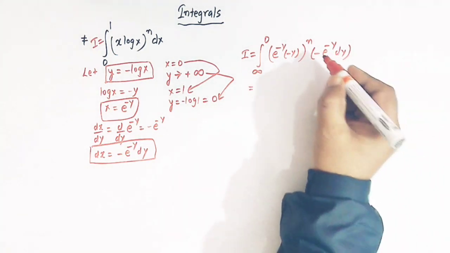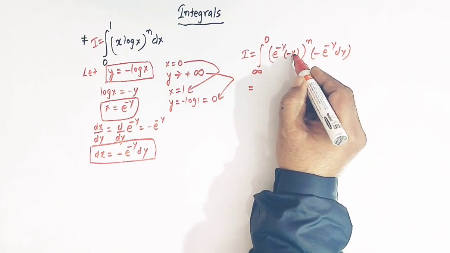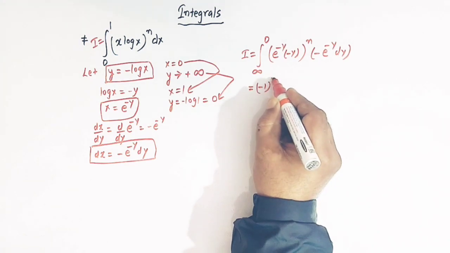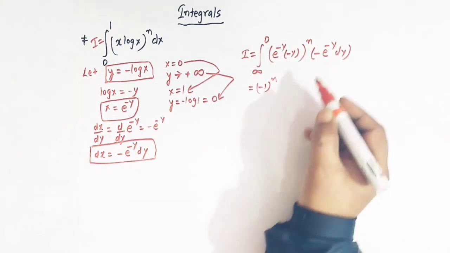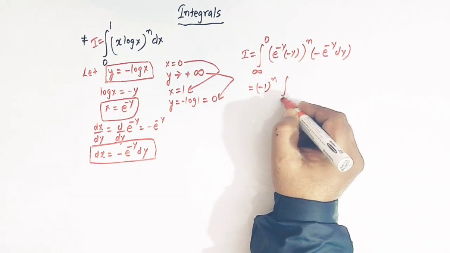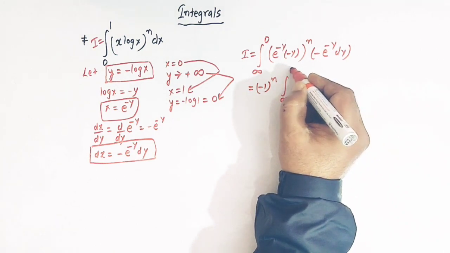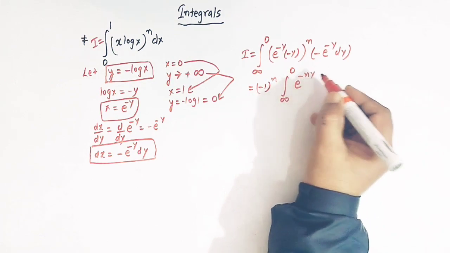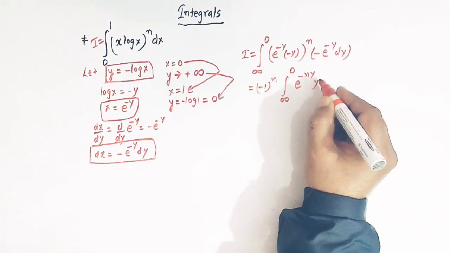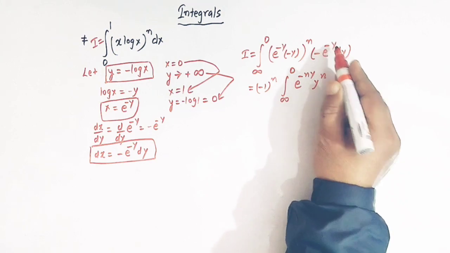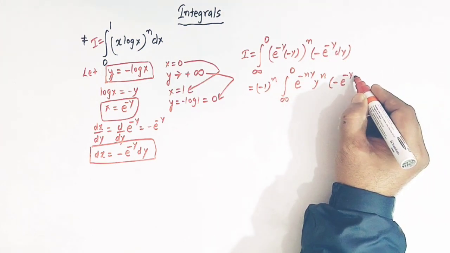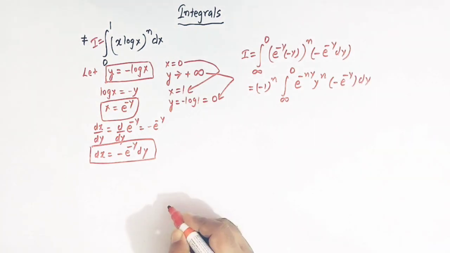Now see, here we have minus y raised to n. So we can take minus 1 raised to n outside the integral, and then we have infinity to 0, and here we have e raised to minus ny, then y raised to n, and then a minus e raised to minus y dy.